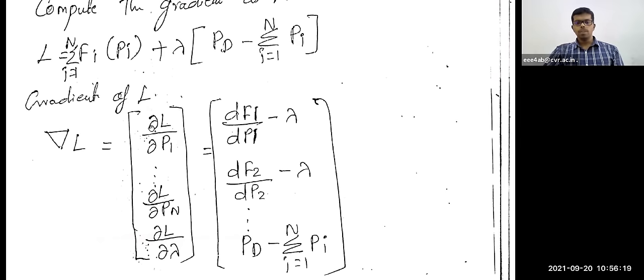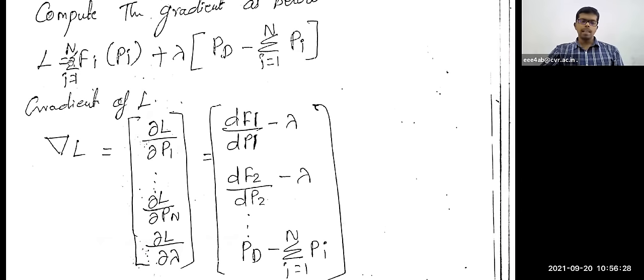If you know it, you can take it directly; otherwise you need to derive it, that is, dou L divided by dou P1. We already did this, so that's why I skipped this step. You can also calculate dou L divided by dou P1: this term gives df1 divided by dp1. The demand term we have already seen is constant, so we are neglecting it.